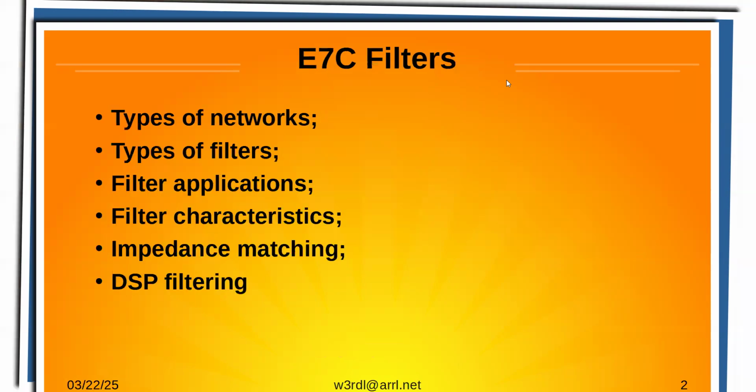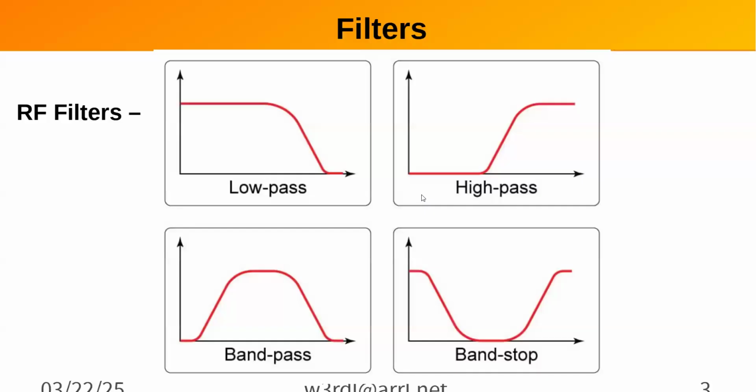Okay. So we're going to talk about different types of filter networks, types of filters, applications, different characteristics, impedance matching, and digital signal process filtering. So basically, you got four types of filters. You can have a low pass, a high pass, a band pass, which is just a high pass and low pass put together, or a band stop, which again is a high pass and low pass separated differently.